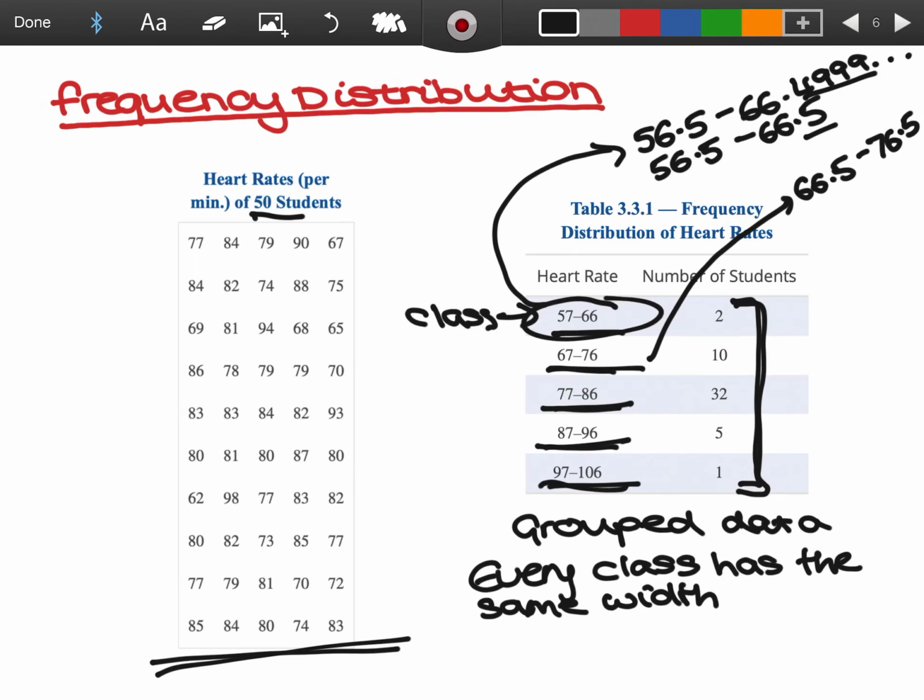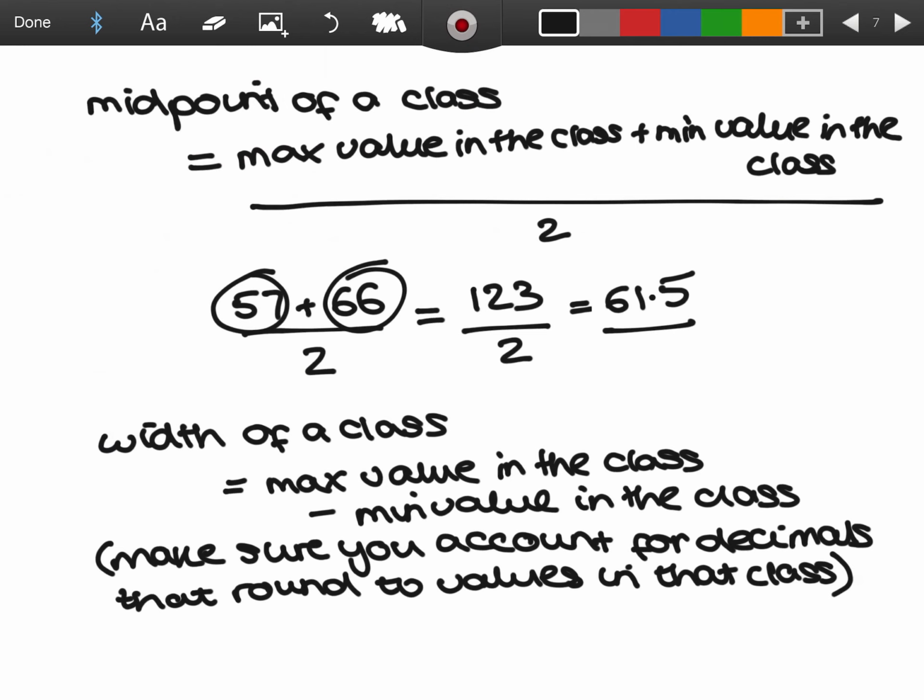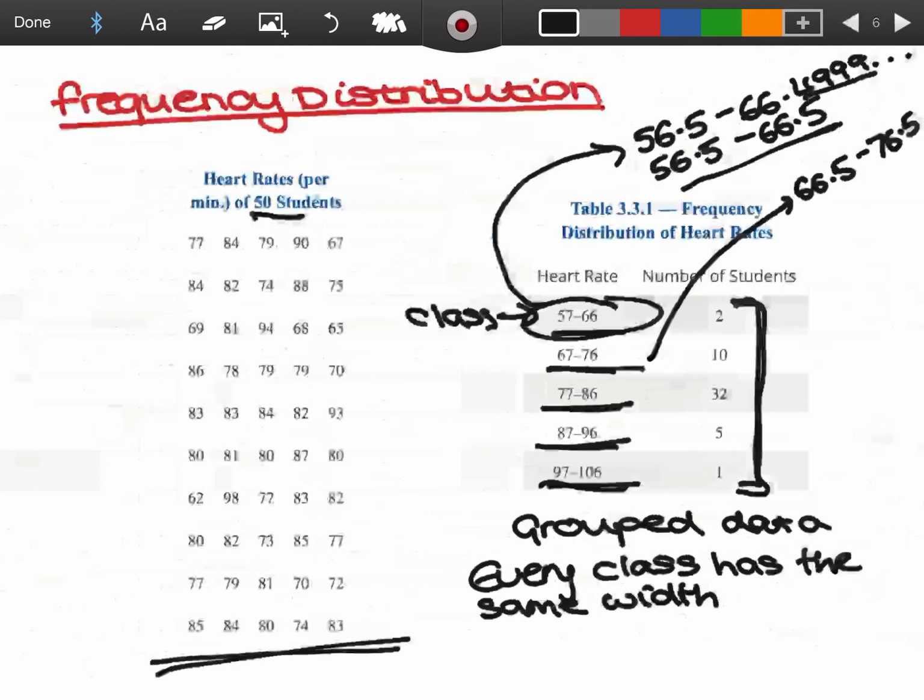Okay, so in our example here, the width of any one of these classes, so let's do it for the first class, would be 66.5 minus 56.5, which is 10. Okay, so the class width in this case is 10. You should find that that is the same for every single one of these classes. So for our second class here, it would be 76.5 minus 66.5. Okay, and again, that would be 10.